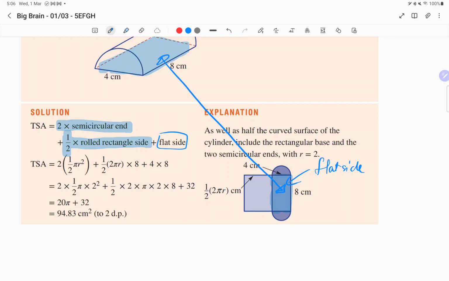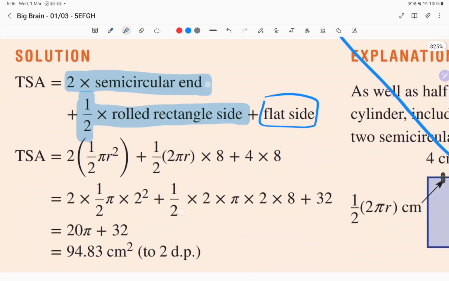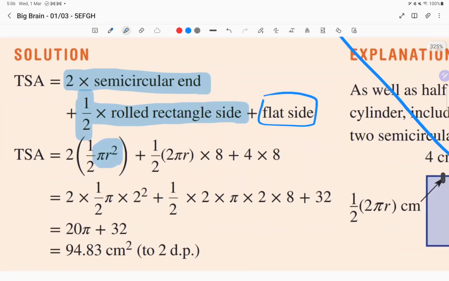So 2 times semicircular end, just note that the circle is pi r squared, and then it's half a circle, so it's half of pi r squared, and then 2 times that. So that's 2 of the semicircular ends, and then the rolled up rectangle. Remember, it's essentially your circumference times the height of the cylinder, but then you only want half of that. And then plus the flat side.